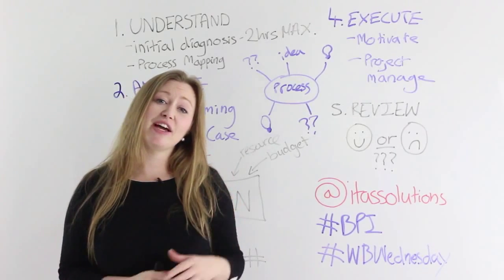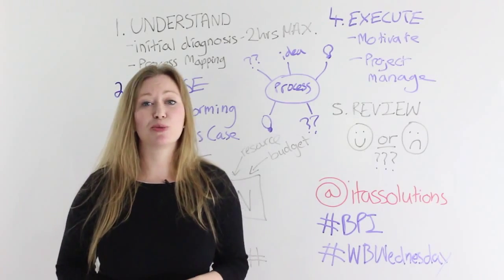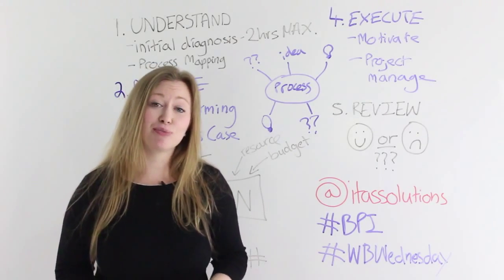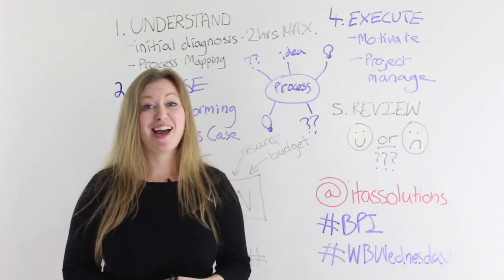So our second phase is our analyse phase. Again, there are 2 key elements to this one, our brainstorming and our business case. So our first stage, our brainstorming, is where we understand the possible solutions to our process problems. This is the fun bit.